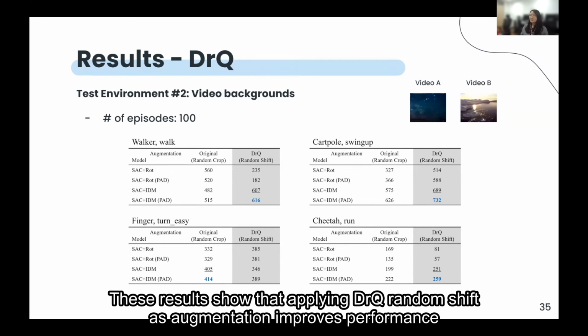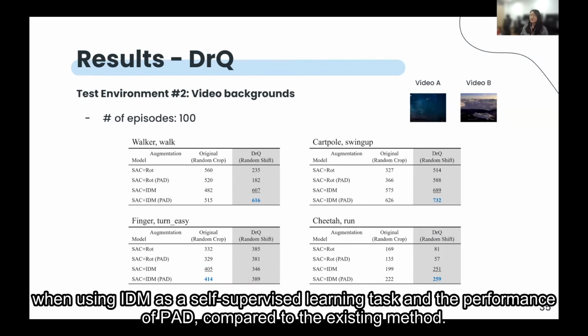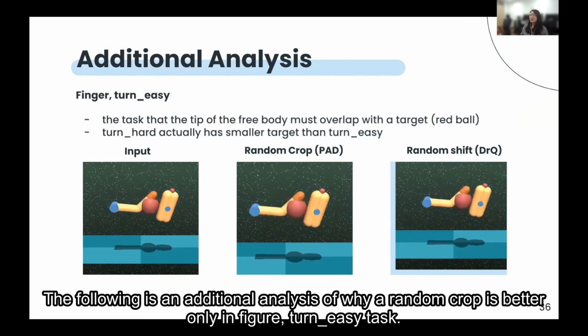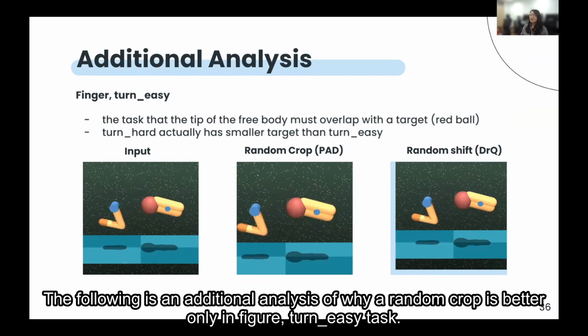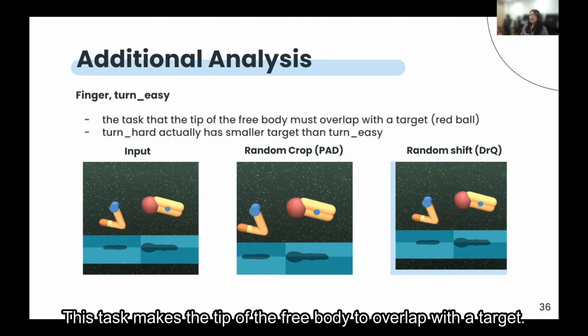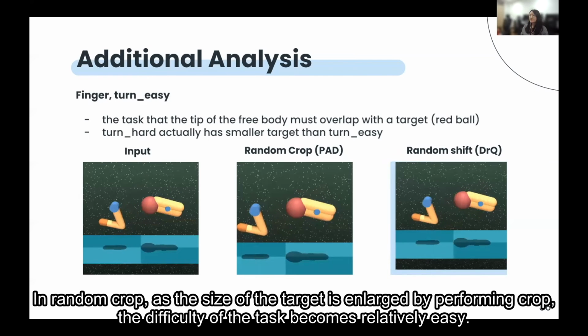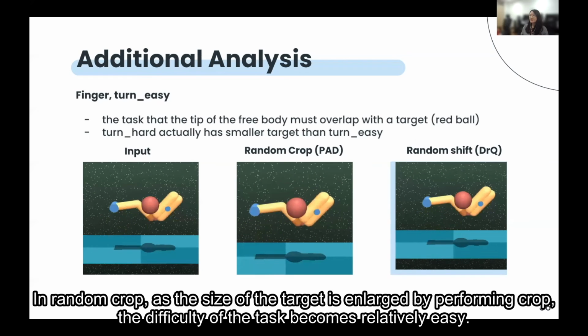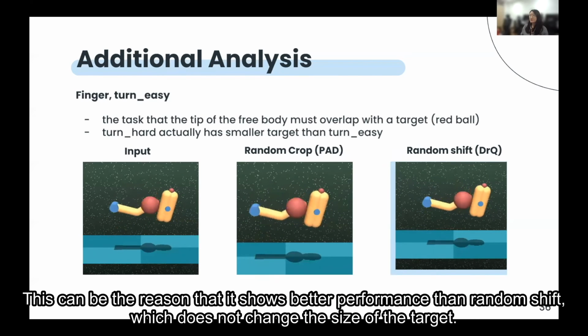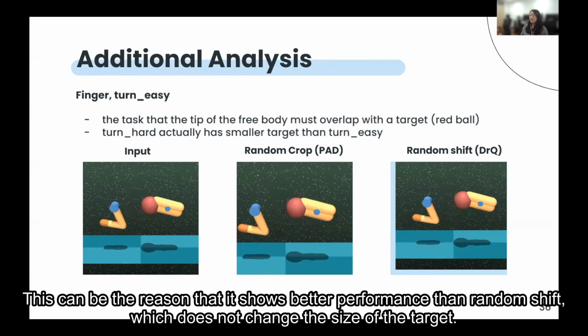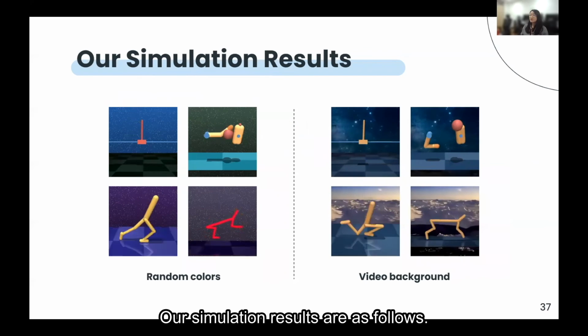These results show that applying DrQ random shift as augmentation improves performance when using IDM as a self-supervised learning task, and the performance of PAD compared to the existing method. The following is an additional analysis of why a random crop is better only in the finger turn easy task. This task makes the tip of the free body overlap with the target. In random crop, as the size of the target is enlarged by performing the crop, the difficulty of the task becomes relatively easy. This can be the reason that it shows better performance than random shift, which does not change the size of the target. Our simulation results are as follows.